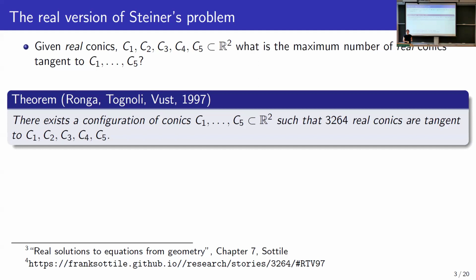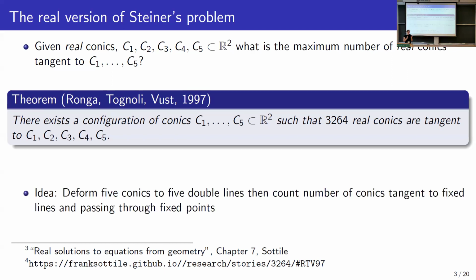But okay, the answer is that this does exist. And so there's this theorem, and the argument is that if I degenerate my 5 conics into double lines, then in a neighborhood of this non-generic, special degenerated configuration, there exist 3,264 real conics. And you can count this by doing classical geometry and counting conics tangent to lines that pass through points. And so Frank has a nice web page, as well as a chapter in his book that goes through this.